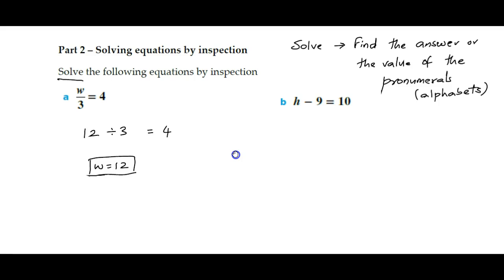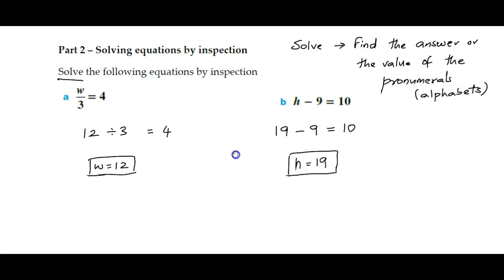Now in our second example, we have a number H, and we're having H minus 9 equals 10. So we've got to think of a number, minus 9 from it, and the answer that we're looking for is a 10. So by inspection, the first number that comes to my mind is 19. So let's think about 19. If I take away 9 from 19, what do we end up getting as an answer? We get 10. So what does it mean to us? Which means the value for H in this question must be 19, and that is the answer to that question here. So this is what we mean by solving equations by inspection.